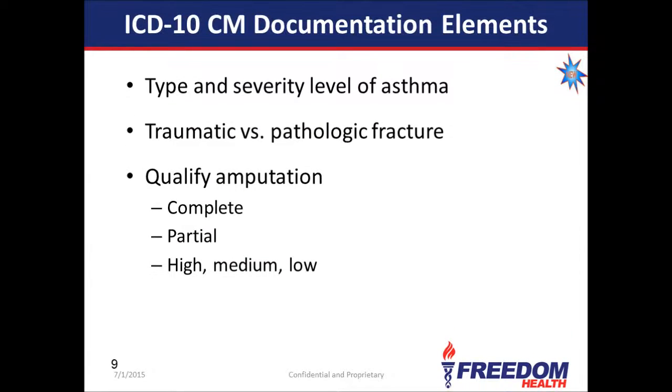If you turn to slide 9, it's again giving you some examples, good information. Asthma, we now want to know the type and severity. For fractures, were they traumatic or pathologic? For amputations, are they complete or partial? Is the amputation high, medium, or low? Just a little more specificity.